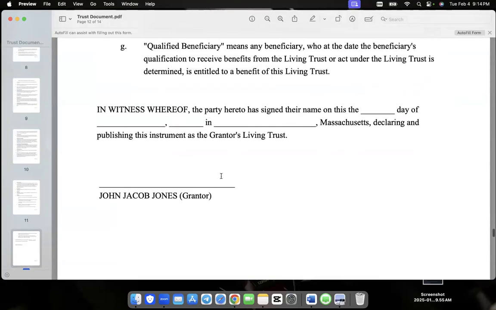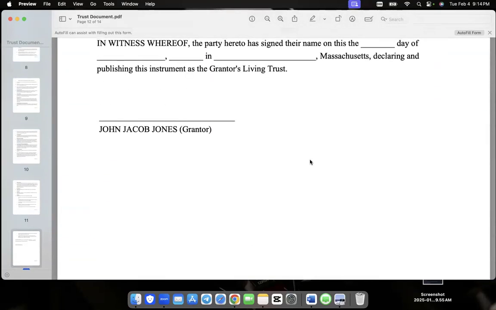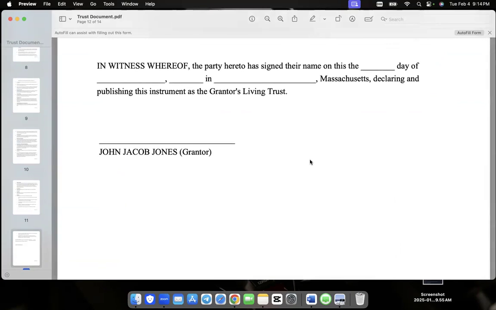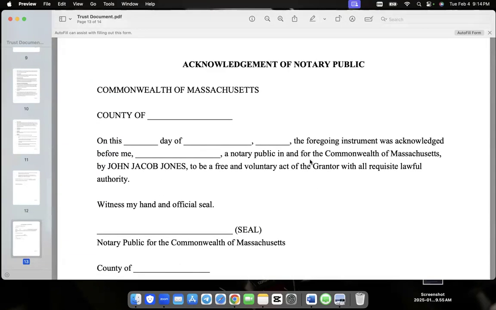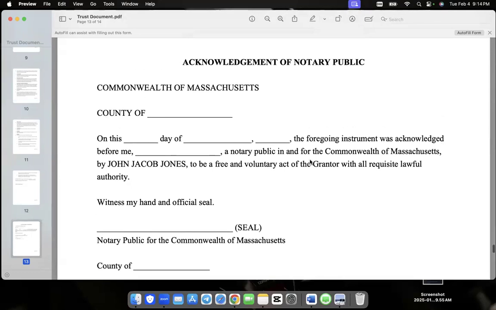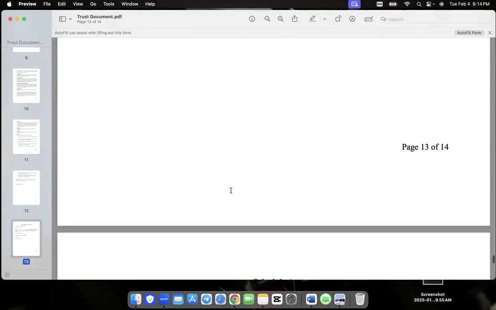And then here on the bottom, you would sign, right? So you would print this document, then you would fill it out and then sign it in front of the notary. So you don't sign it before you go to the notary. You have to sign it at the notary, right? And this is the part it prints for the notary.